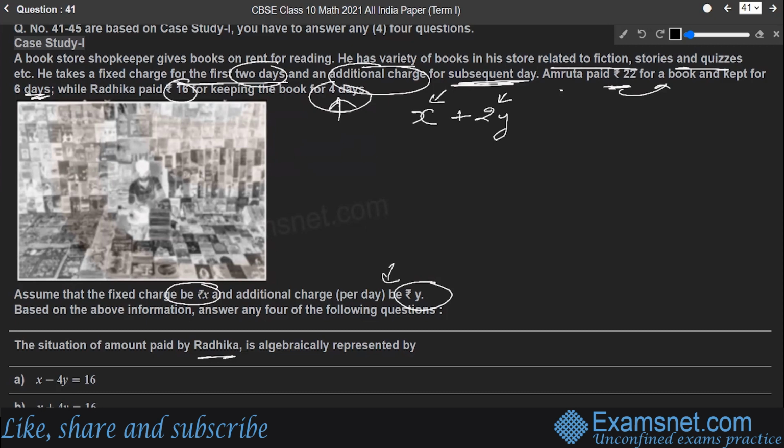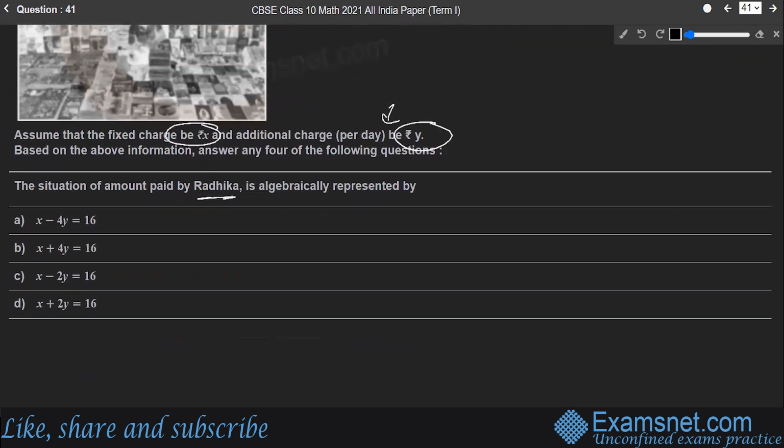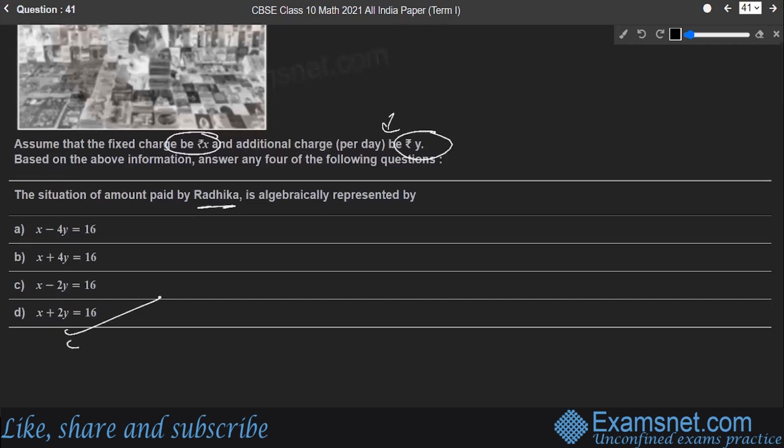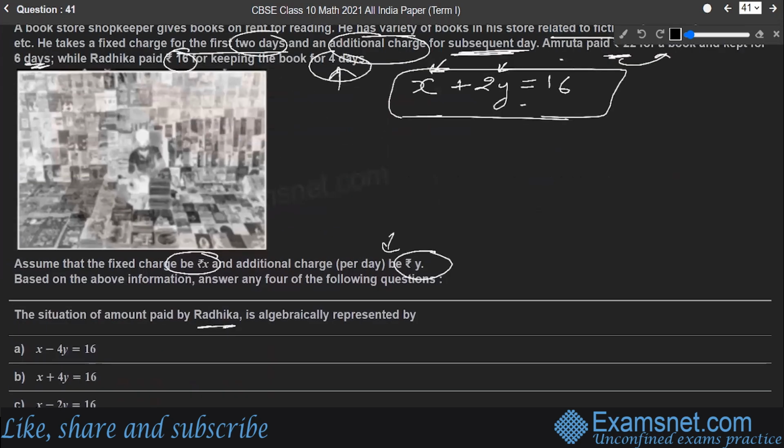And how much has she totally paid? She has totally paid 16 rupees. So this is the situation for the case of Radhika: X plus 2Y is equal to 16, and it matches with option D. So that is the right answer. X plus 2Y is equal to 16.